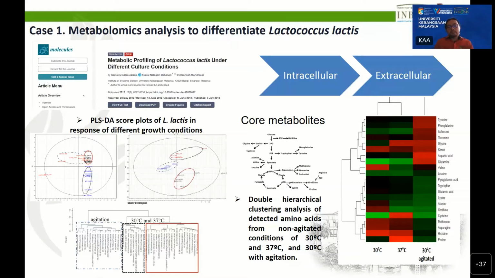So in this study, because we are doing microbial metabolomics, of course, we cannot run away from capturing the so-called primary metabolites or core metabolites. In this case, we captured a lot of amino acids, which are the pivotal metabolites for this Lactococcus to grow. So here is the heat map showing metabolite changes, especially in the amino acids, when cultured at different growth conditions.